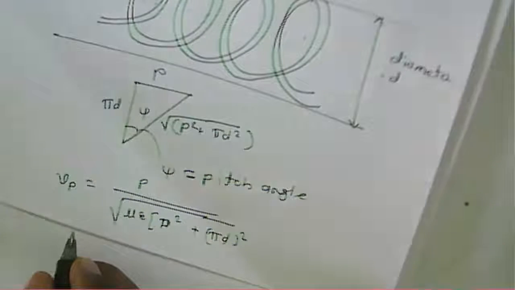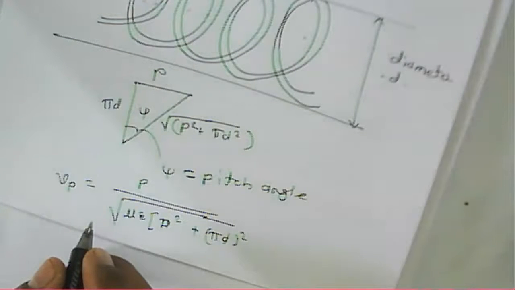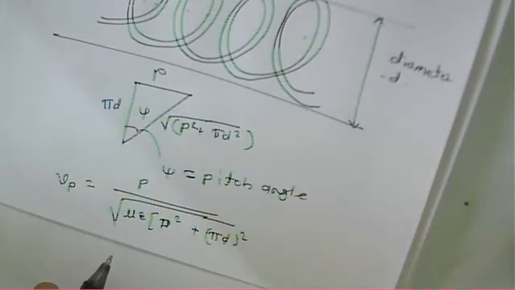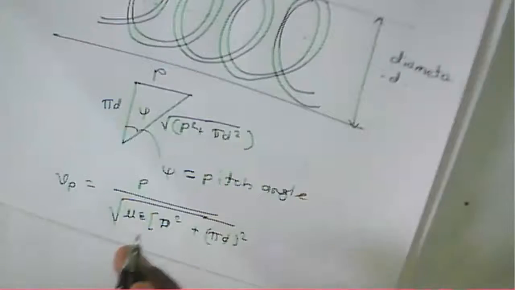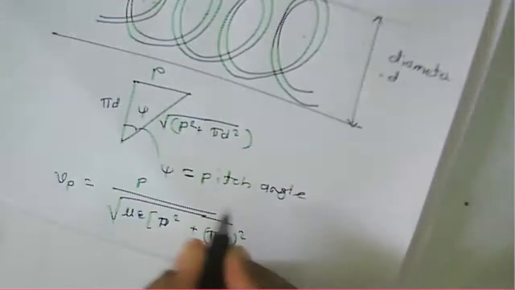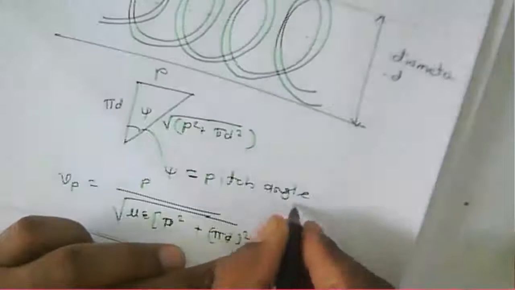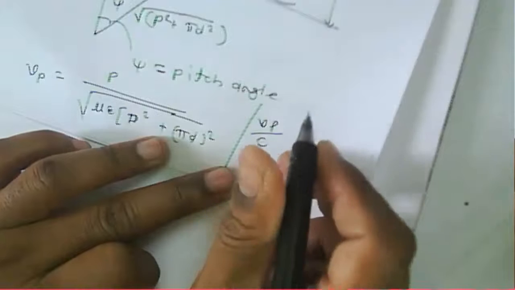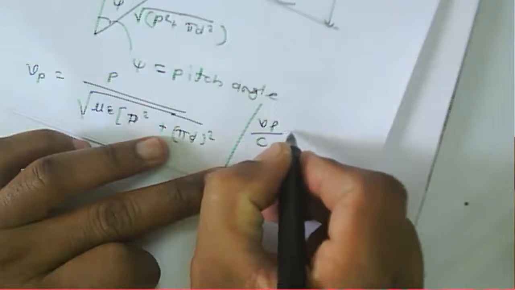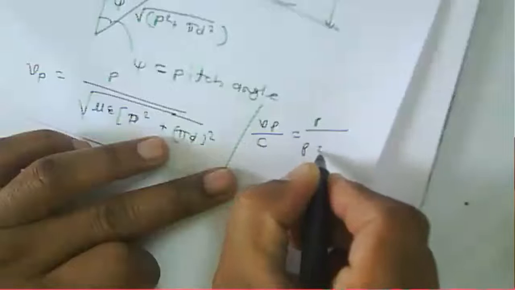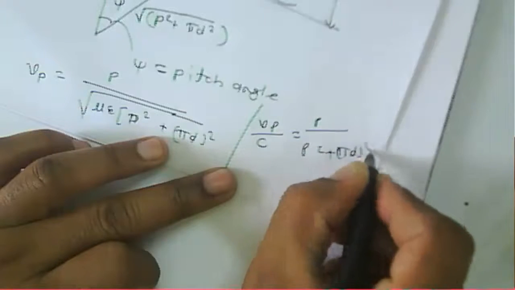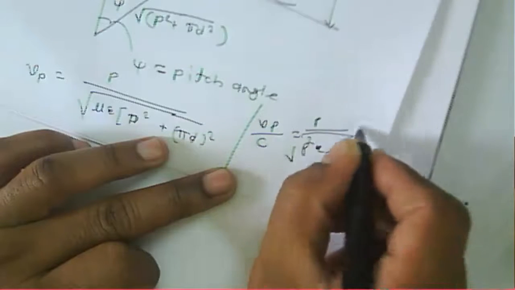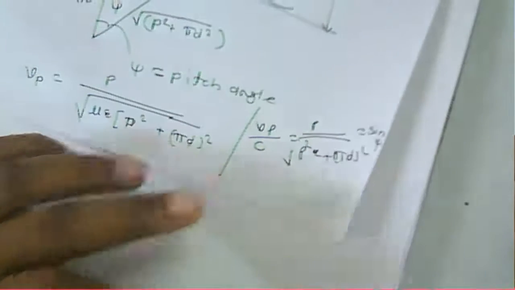If you consider the ratio of the phase velocity along the axis, along with the pitch, to the phase velocity along the coil, that gives us the pitch angle. That ratio is p over the square root of p square plus (pi D) square, which is the sine of the pitch angle.